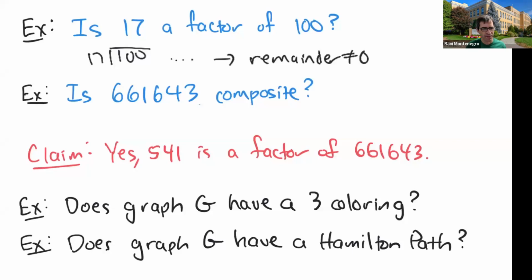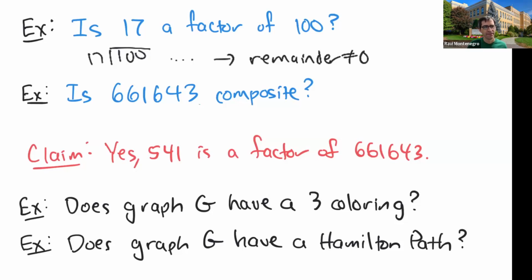Is 661,643 composite? That's hard. You know some methods to do it. You could try, is 2 a factor, is 3 a factor, is 5 a factor, is 7 a factor? It's going to get really slow checking every possible factor.